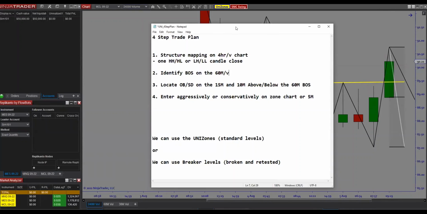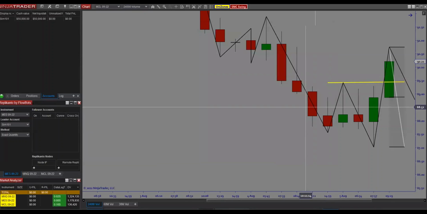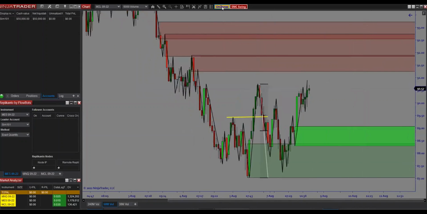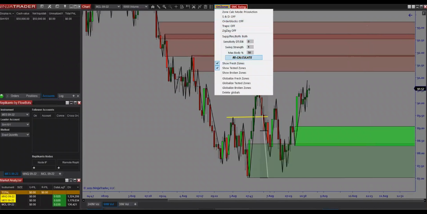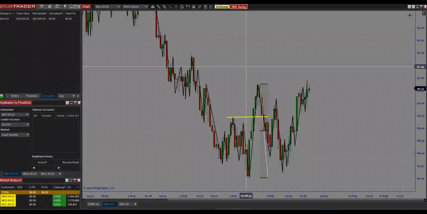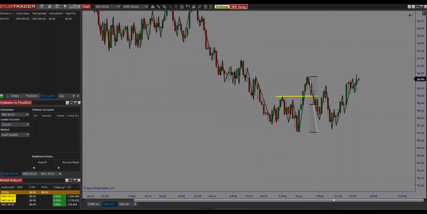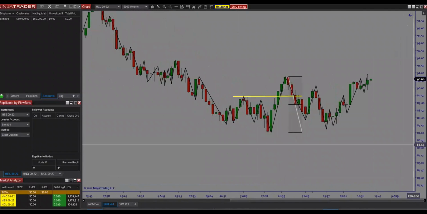Okay, I'm going down into the 60-minute chart. I'm going to turn off all the zones because I'm not looking at zones on the 60-minute. I'm not trading the 60-minute. I'm not trading the 2-hour or 4-hour. I'm using this for information first.